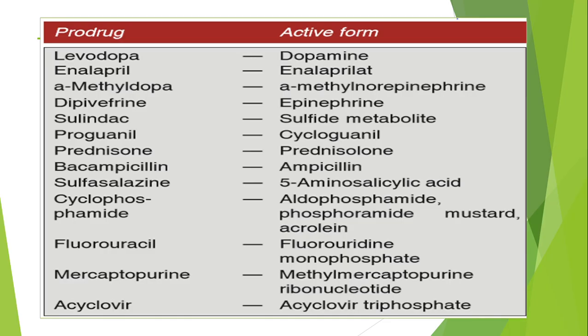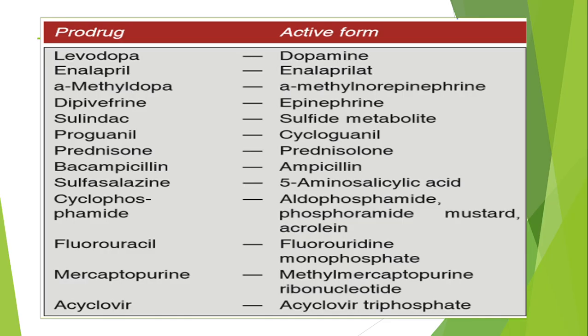Prodrug dipivefrin: dipivefrin is a prodrug, the active form is epinephrine, and sulindac is a prodrug, the active form is the sulfide metabolite. Proguanil is a prodrug, the active form is cycloguanil. Prednisone is a prodrug, the active form is prednisolone. Bacampicillin is a prodrug, the active form is ampicillin. Sulfasalazine is a prodrug, the active form is 5-aminosalicylic acid. Cyclophosphamide is a prodrug, the active form is aldophosphamide, phosphoramide mustard, acrolein.